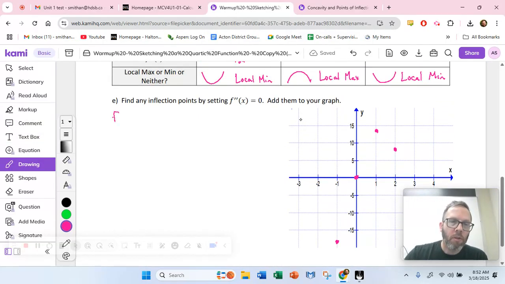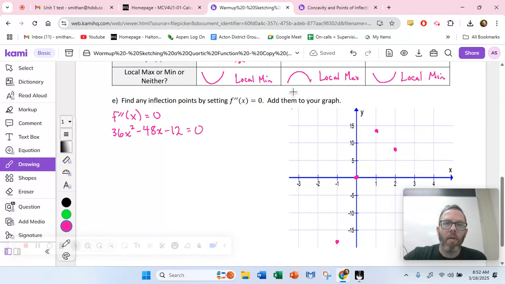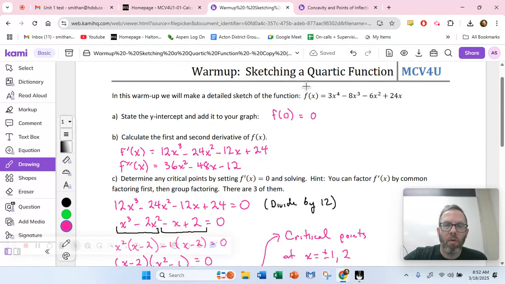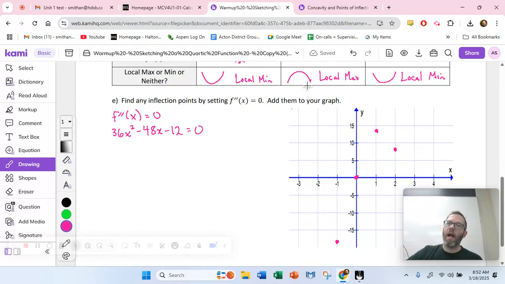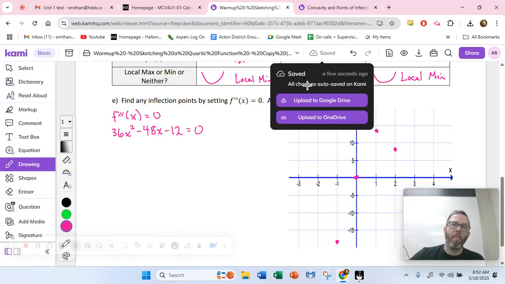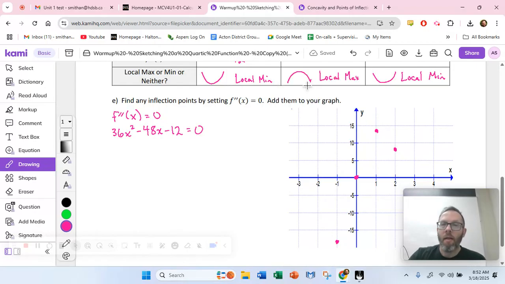So do the second derivative equals 0. And that second derivative was 36x squared minus 48x minus 12. I think that was it. Yep. All right, it's just a quadratic equation. We can solve by factoring. If you can factor, you can solve using the quadratic formula. It should just be automatic at this point in our math careers. That said, though, dividing by 12 will just make the numbers much more manageable to work with.